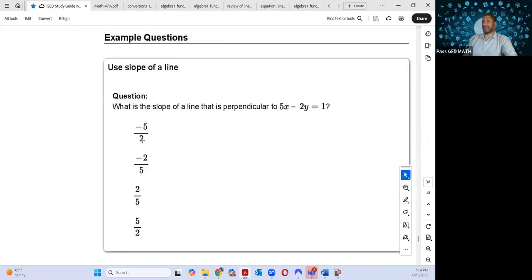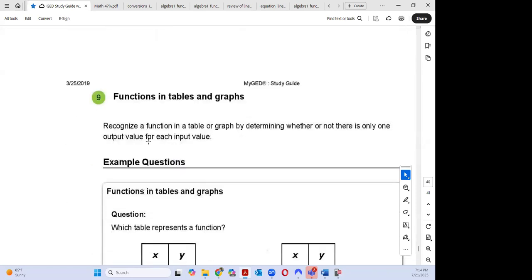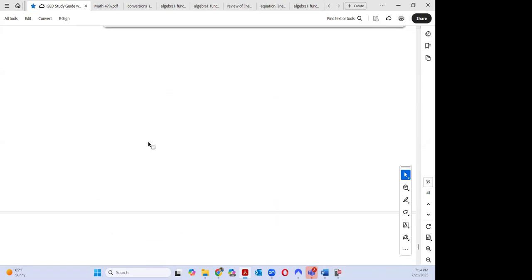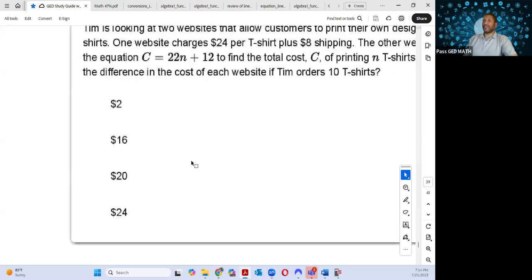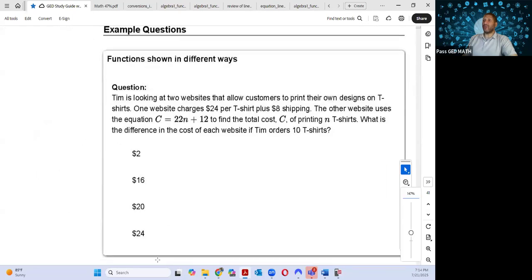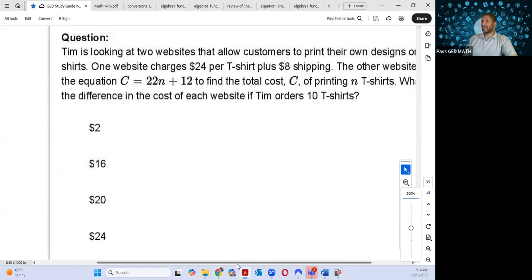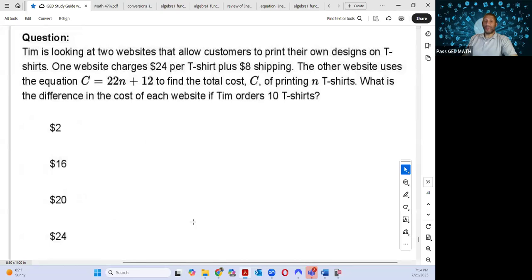Now, what are functions? Functions are equations. It's a simple rule about functions. For every x, there's only one y. So if you look at this problem here, this looks like an equation because it is. C equals 22n plus 12 because it is.